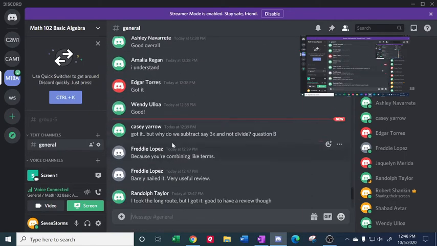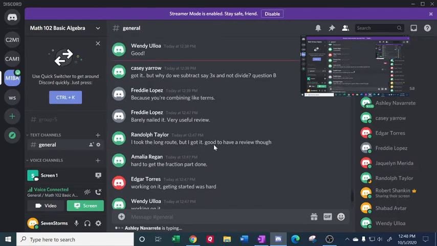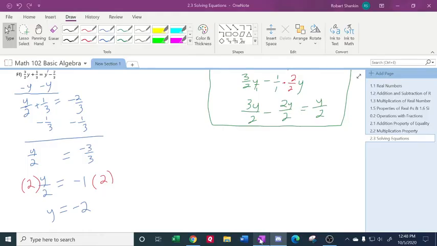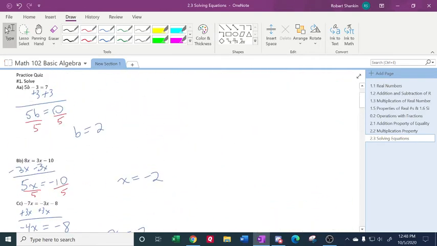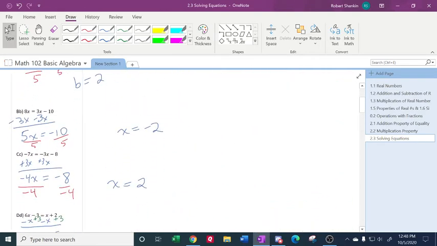Okay. Alright, I'm going to go to Casey's question. On part B, why do we subtract 3x and not divide? Let's look back at part B. Let's look at this again. 8x equals 3x minus 10. The question was, why do we subtract 3x from both sides instead of dividing?